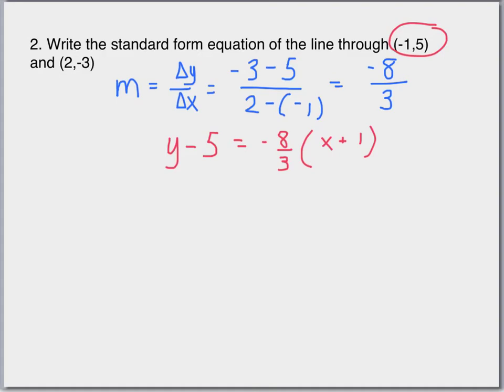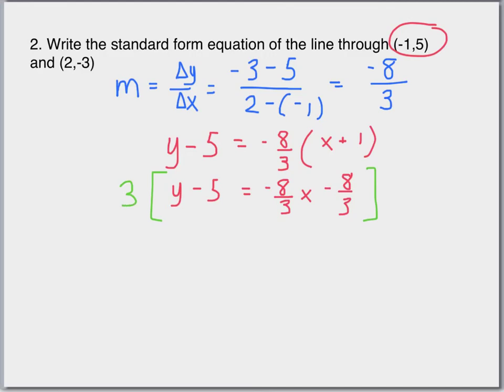If you can get that far on the problem, that's really good, but now we just have to pretty it up a little bit for the standard form. So I think the first thing I would do is maybe distribute this negative 8/3 here. So negative 8/3 x minus 8/3, like that. And then the last thing I would do is multiply by something that would cancel out my fractions. 3 is going to be what I'm going to choose in this case.